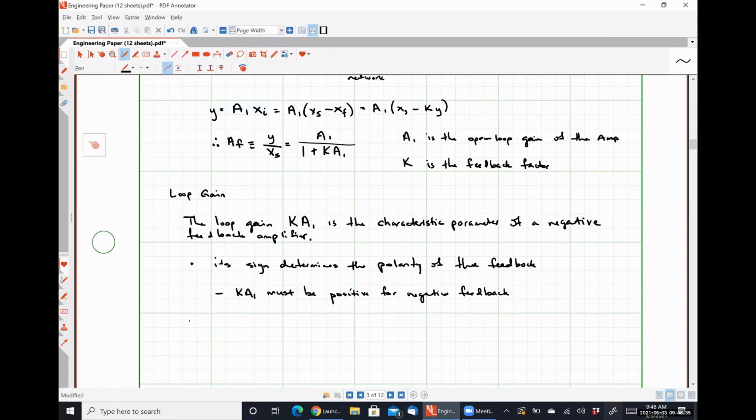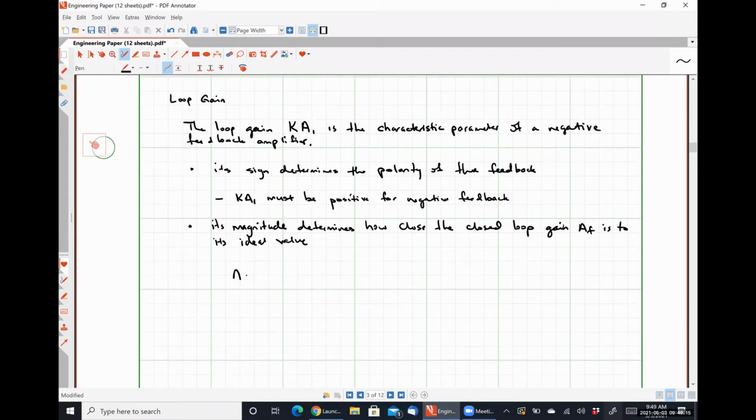The magnitude determines how close the closed loop gain AF is to its ideal value. So if we have AF equal to A1 over 1 plus K A1, right?